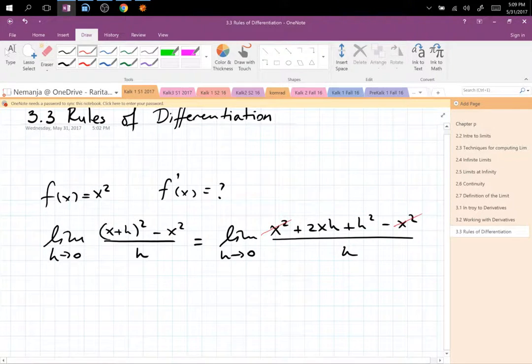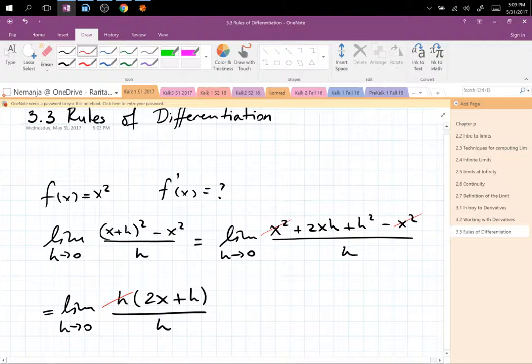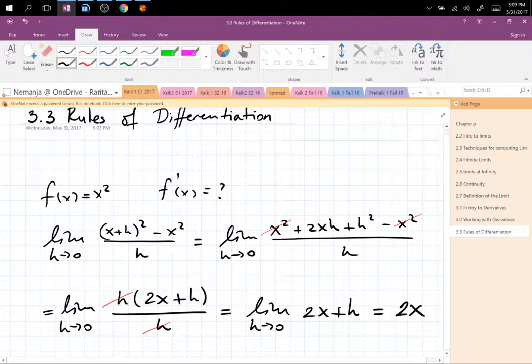And then these drop, and it becomes the limit as h goes to 0. We factor out h, we get 2x plus h over h. Now these cancel, and we get finally the limit as h goes to 0 of 2x plus h. As h goes to 0, the answer is just 2x. So we have to do this procedure. Now, if I have to do the derivative of x squared plus x, I have to redo the whole procedure. x cubed, redo the whole procedure. Root of x, or anything like that, I have to redo the whole procedure over and over again.